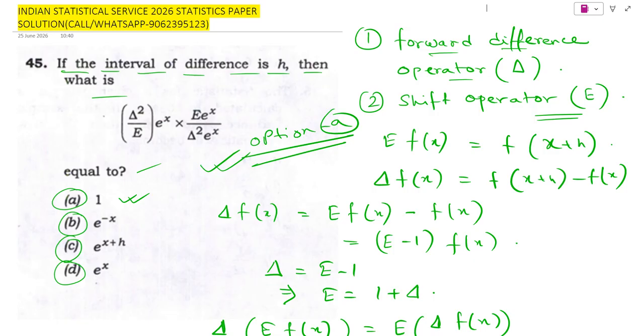Okay, are there any questions regarding the relationship between delta and E, or how we manage the structural cancellations? If you have, ask me.